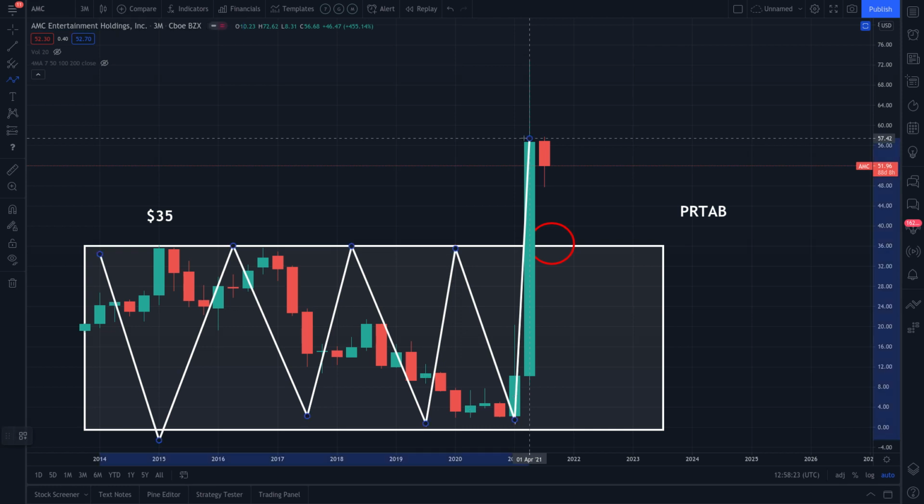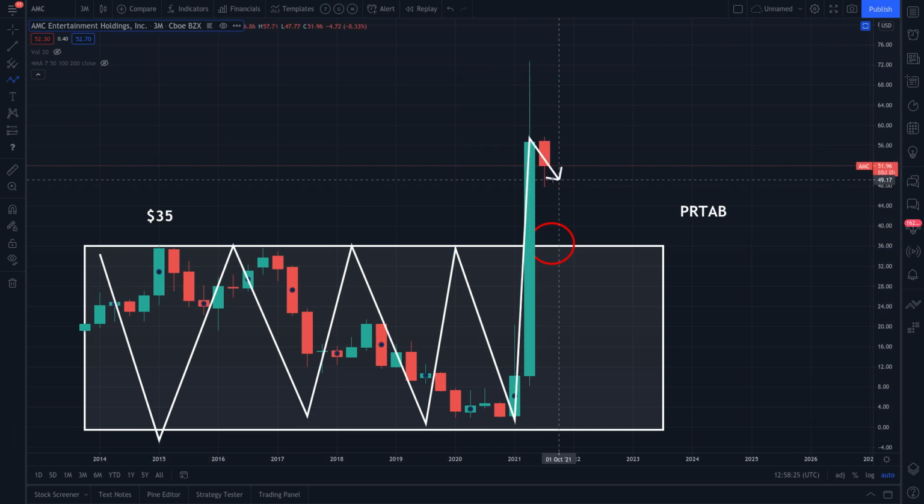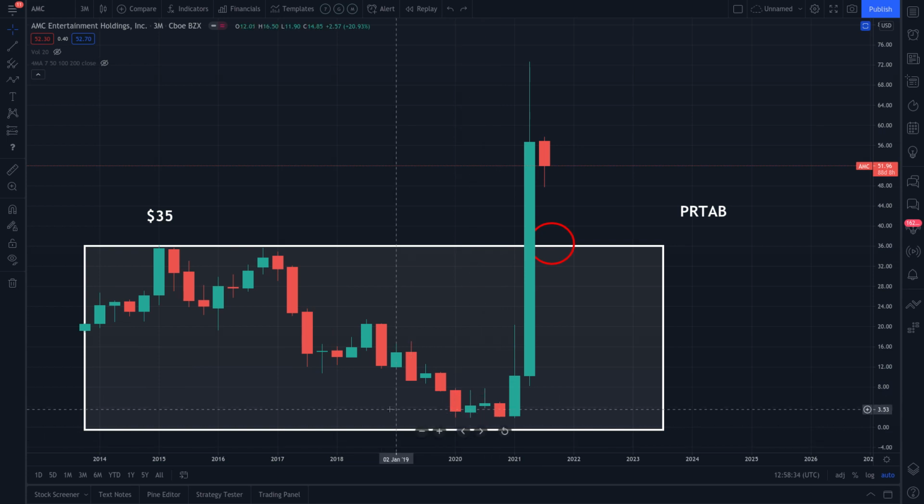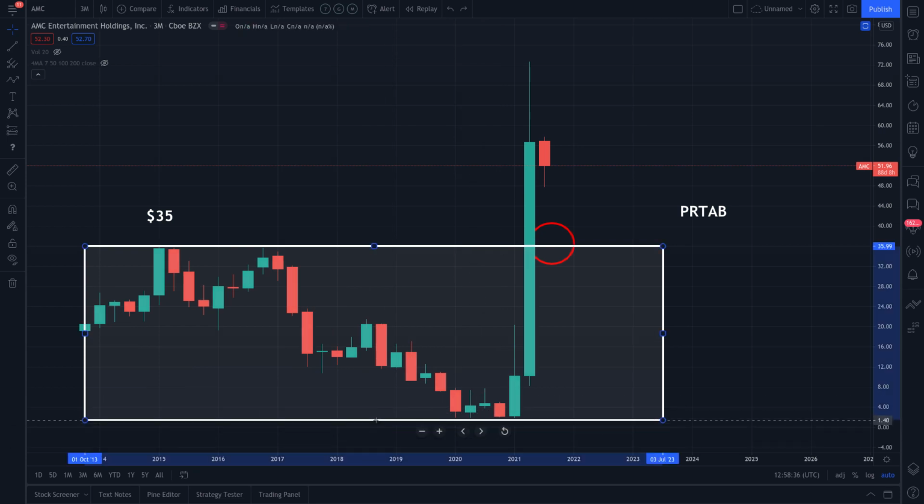And potentially we get a per tab incoming, reaching as low as $36. All right, that is a possibility. I am open to that. Many may not be open to that. I thought this was useful.